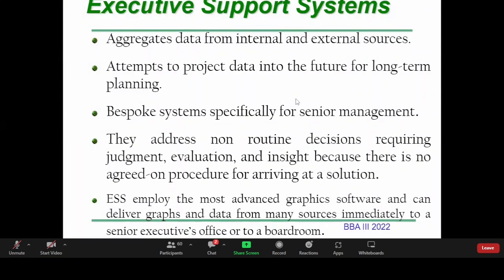Then executive support systems aggregate data from internal and external sources and attempt to project data into the future for long-term planning. Then bespoke systems.